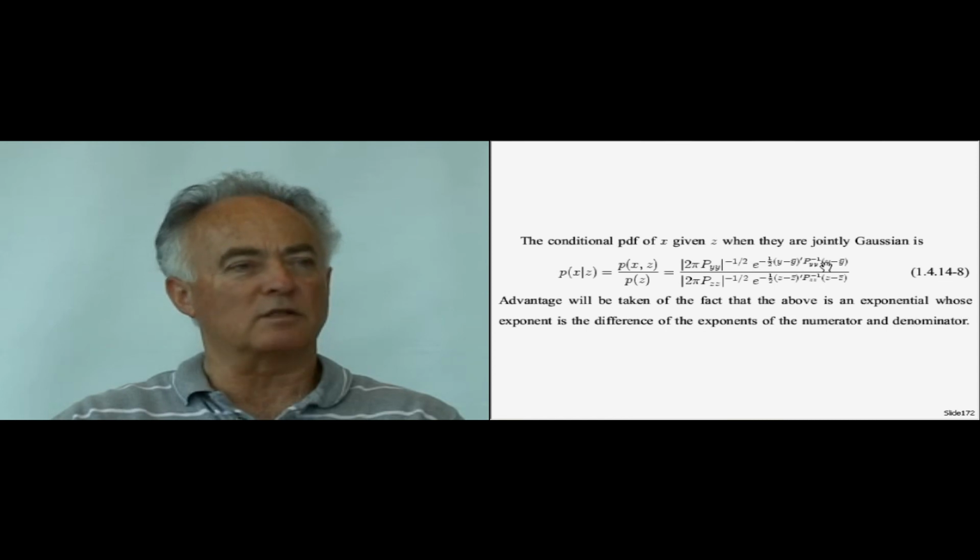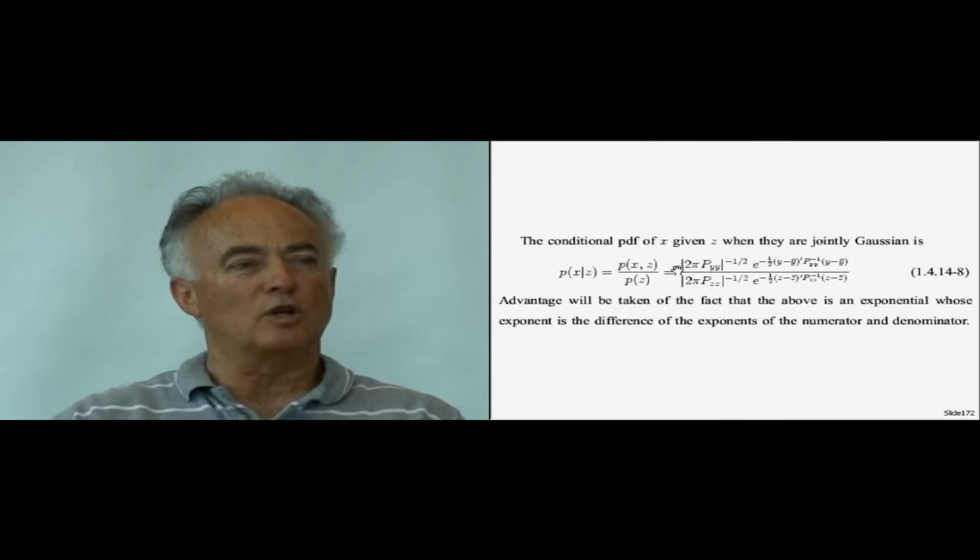And notice that pxz is the same as p of y, so we write it as p of y here. And we have in the exponent the quadratic form y minus y bar transpose pyy inverse y minus y bar. And in the denominator, we'll have the p of z, and this has a quadratic form in the exponent z minus z bar transpose pzz inverse z minus z bar. Now, what we are going to do is take advantage of the fact that we have the ratio of two exponentials, which ends up requiring the difference of the two exponents. And with this, we'll be able to simplify the final equation.